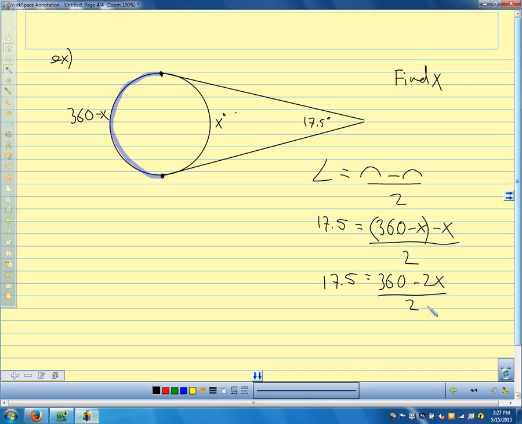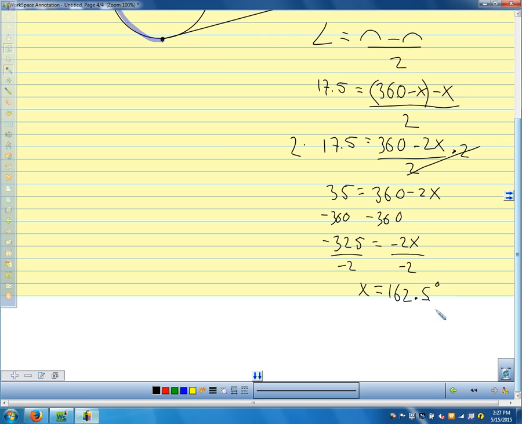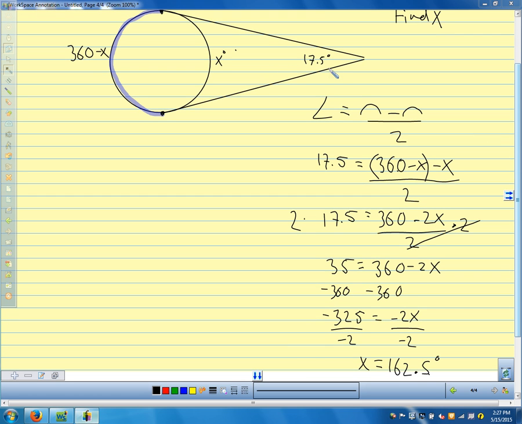And now we know how to finish this off, right? Multiply by 2 just like before. Multiply both sides by 2. Those cancel. 2 times 17.5, I get 35 equals 360 minus 2x. Subtract 360. This is just like we did before, right? 35 minus 360 is minus 325. Negative 325 equals negative 2x. Divided by negative 2. And x equals 162.5 degrees. So for that one, all we knew was one angle, and we were able to figure out the rest of the information. All right, questions on that one? That one's a little tricky.